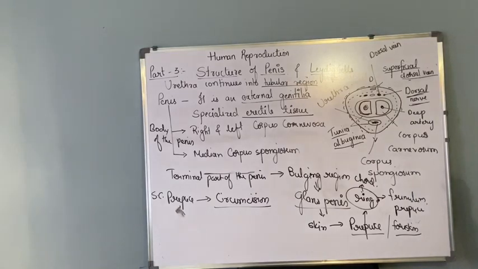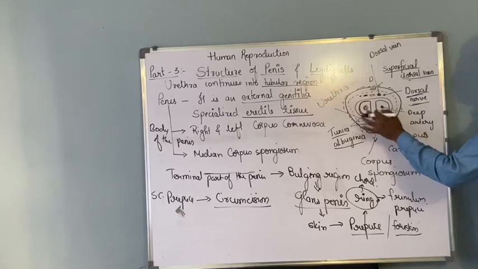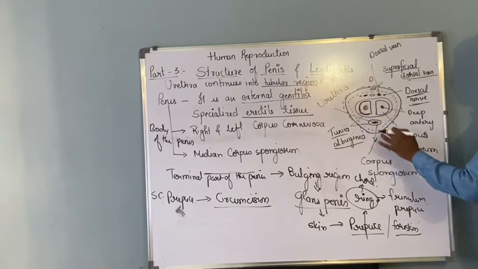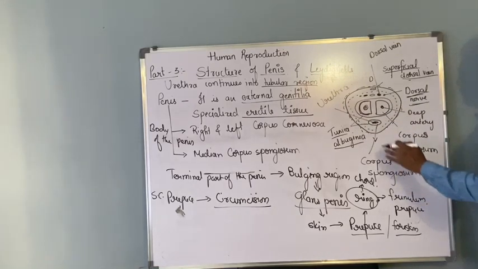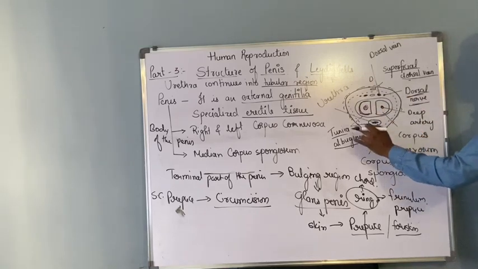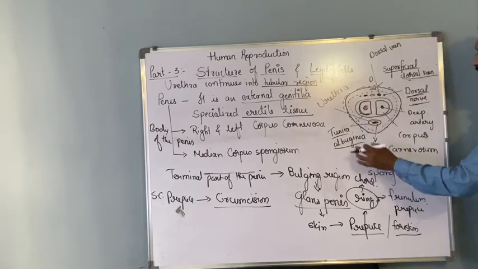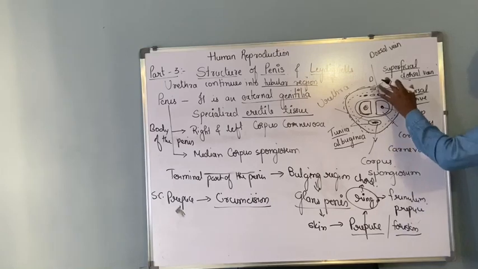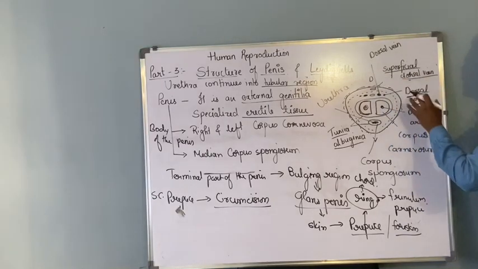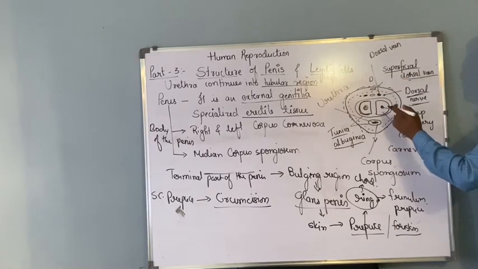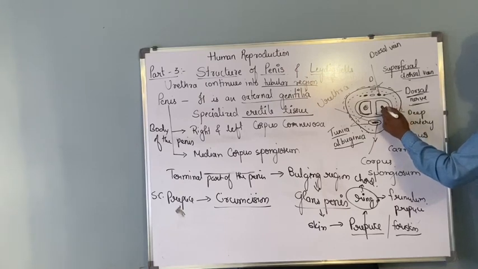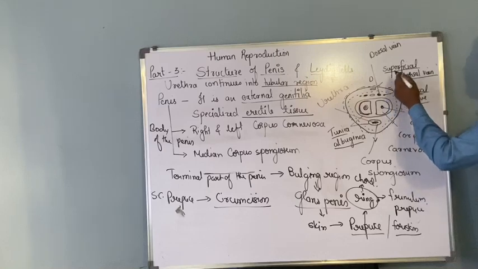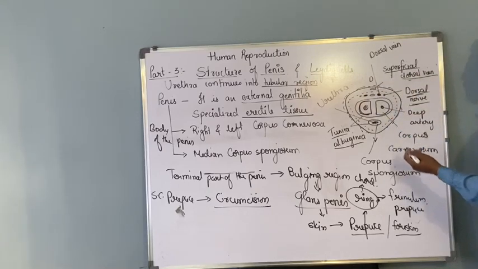So you see the transverse section of the penis. You can see the right and left corpus cavernosa and the median corpus spongiosum. All three are covered by white fibrous connective tissue, the tunica albuginea, and there is a large supply of veins, arteries and nerves. You can see the dorsal artery, the deep artery present in the corpus cavernosa, the dorsal nerve, and the superficial dorsal veins present in the penis.